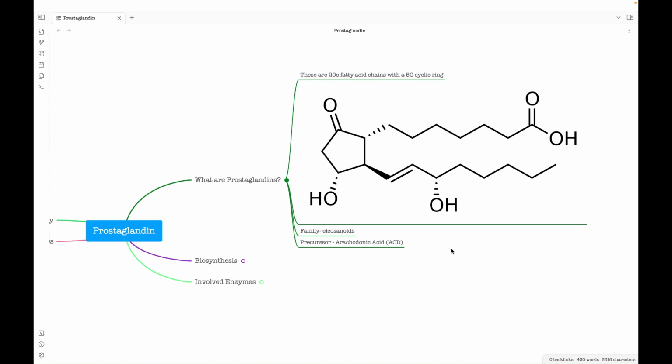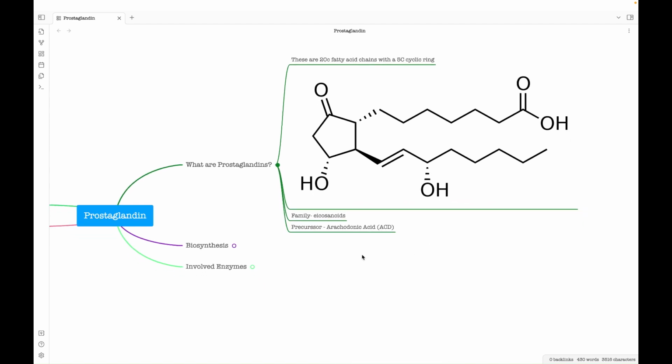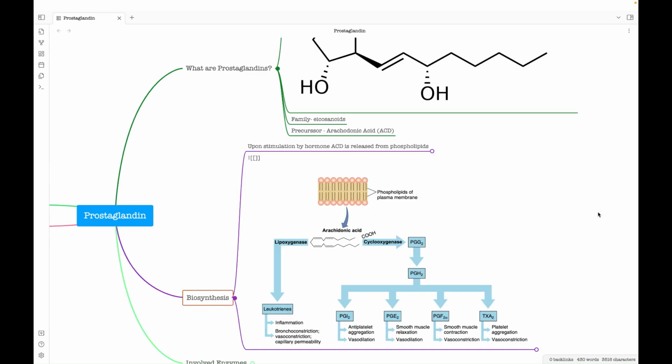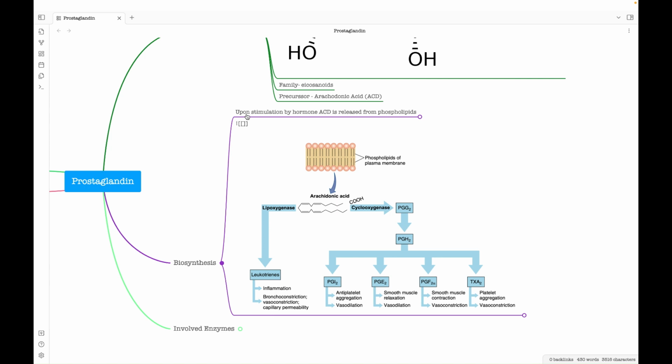Now these arachidonic acids are basically released from phospholipids, as I think you all know that phospholipids are generally present in the plasma membrane. So we'll now discuss the biosynthesis, and you can see that upon stimulation by a hormone, ACD, this arachidonic acid, is released from phospholipid. So this is the plasma membrane, and when there is a stimulation by some hormone, then these arachidonic acids are released from these phospholipids.